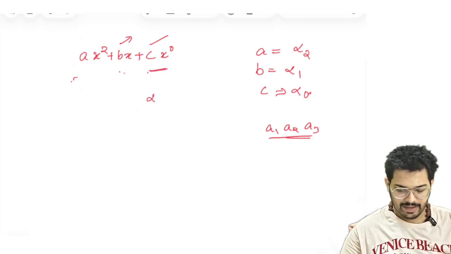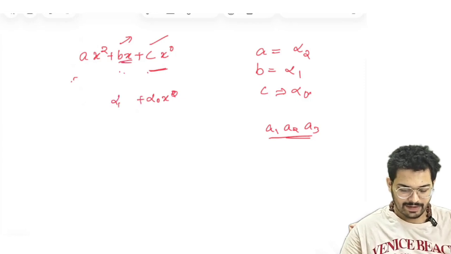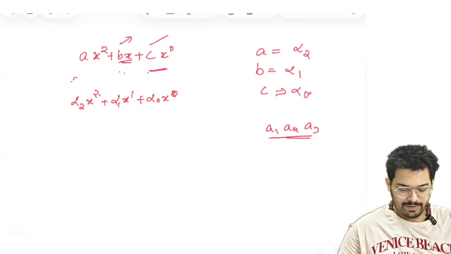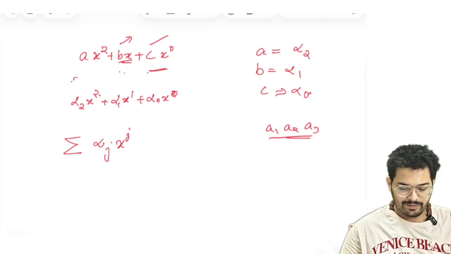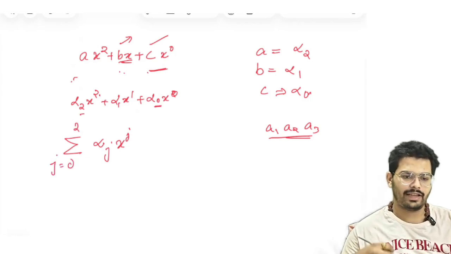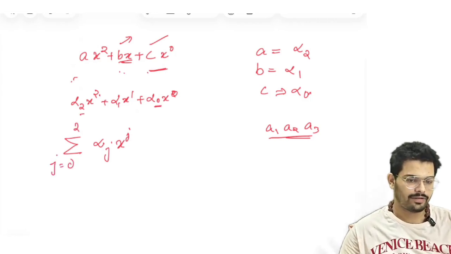That means it will be alpha 0 x raised to 0 plus alpha 1 x raised to 1 plus alpha 2 x raised to 2. That simply means every term is alpha j x raised to j, where j is varying from 0 to 2. This I will notate. Alpha i means it can be a random coefficient.